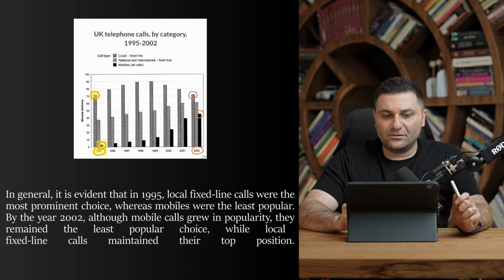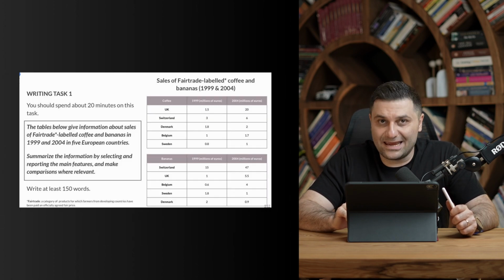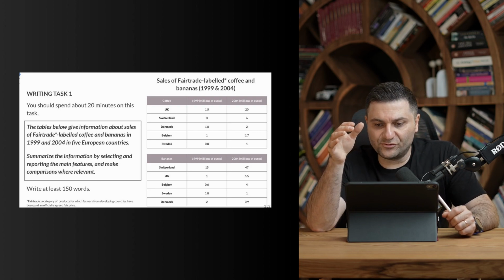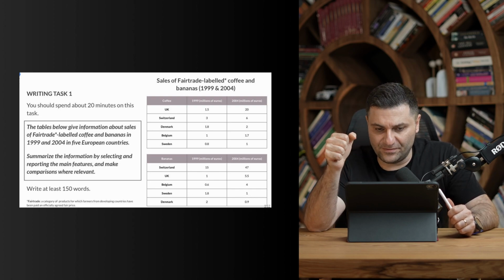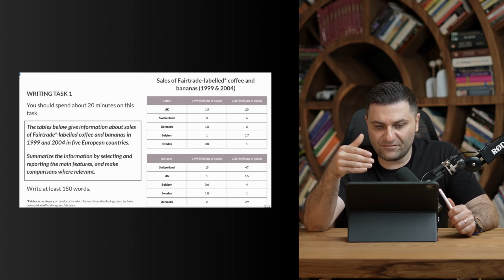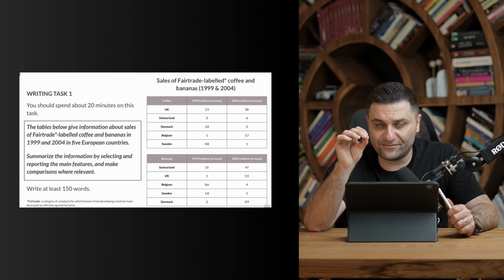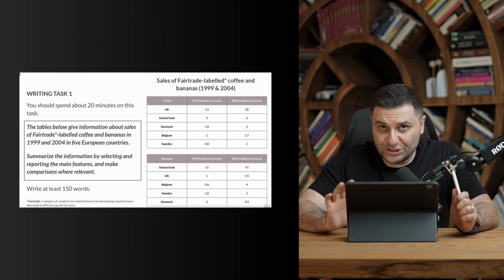All right, now let's work on another trend graph, and here, as you can see, is a table. The table is about sales of fair trade labeled coffee and bananas in 1999 and 2004. So let's first of all read the question carefully. The tables below give information about sales of fair trade labeled coffee and bananas in 1999 and 2004 in 5 European countries. So what we should do.